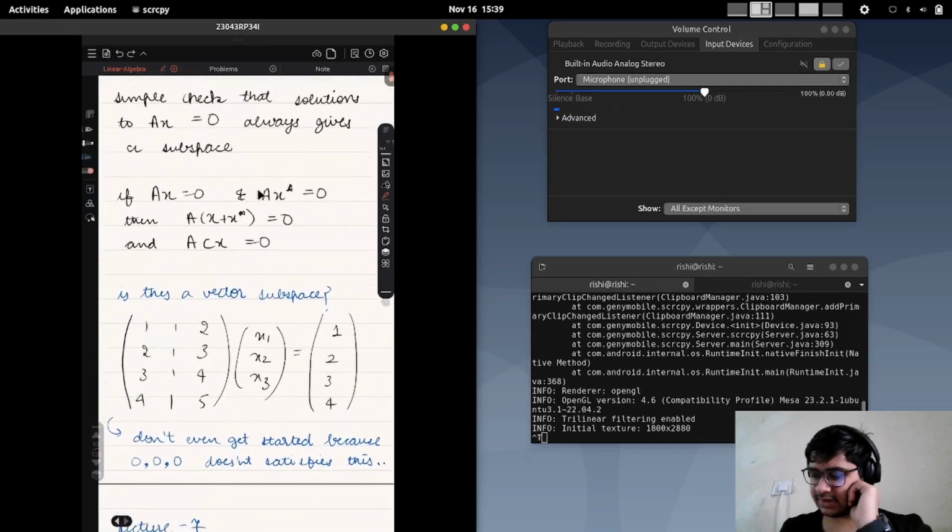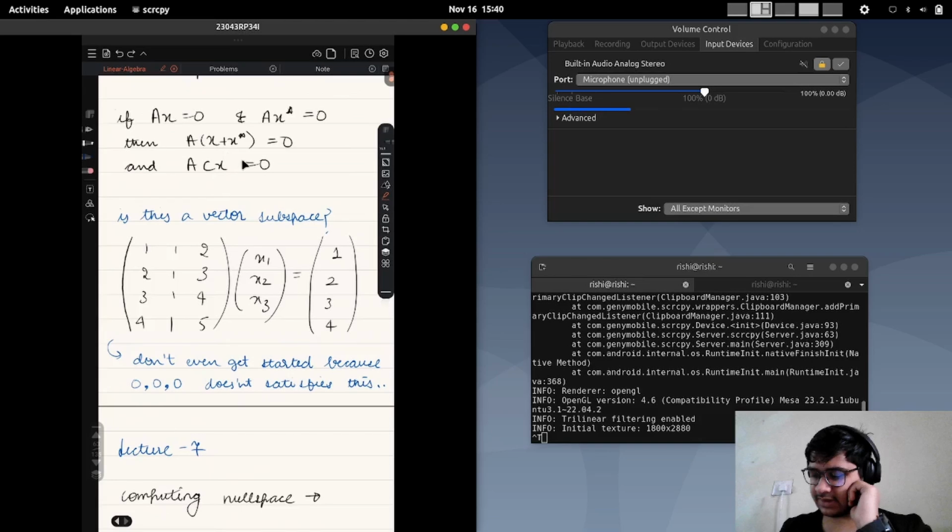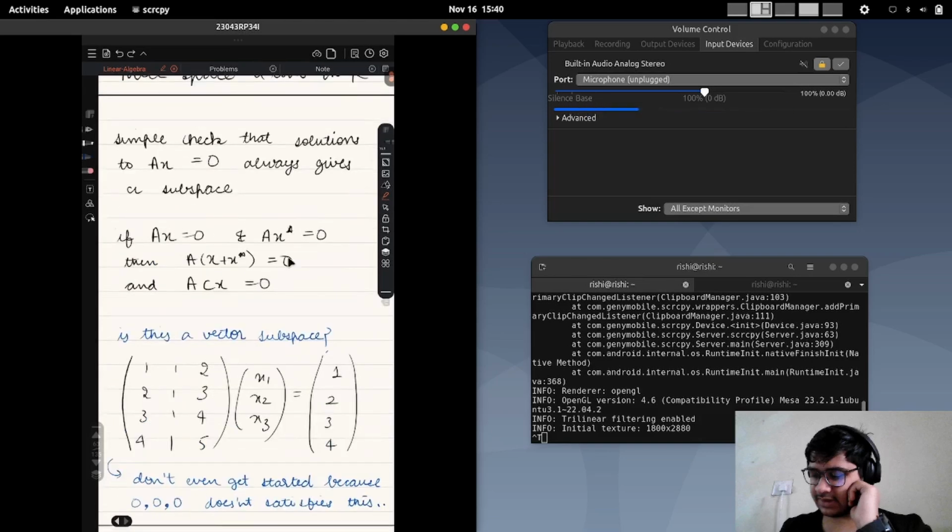Simple check: solutions to Ax equal to 0 will always give a subspace. If Ax equal to 0 and Ax star is equal to 0, then A times (x plus x star) is also 0. X can have multiple values, x and x star. For the summation of these, we can take A common and still have 0. And obviously we can multiply by C on both sides and still have 0.